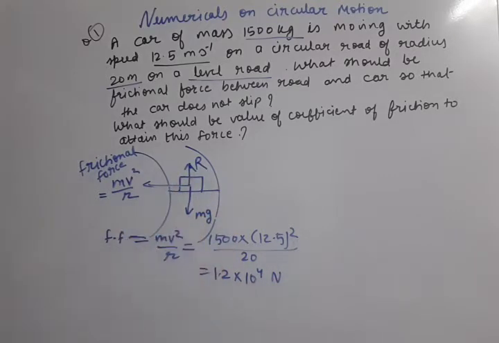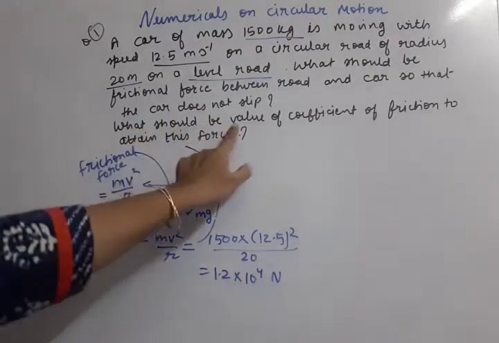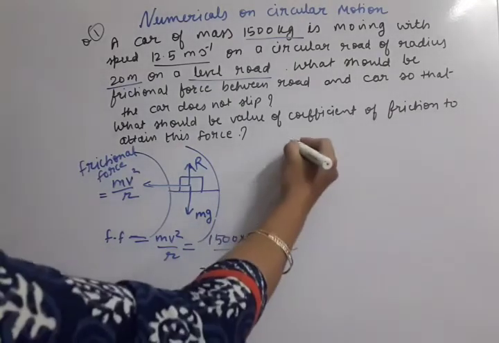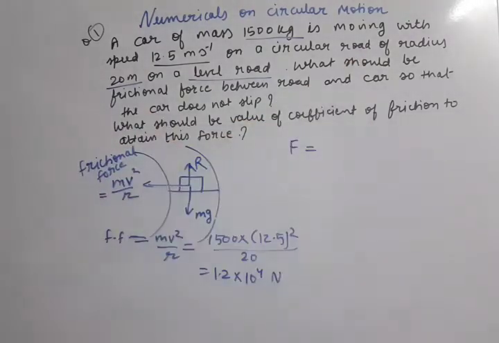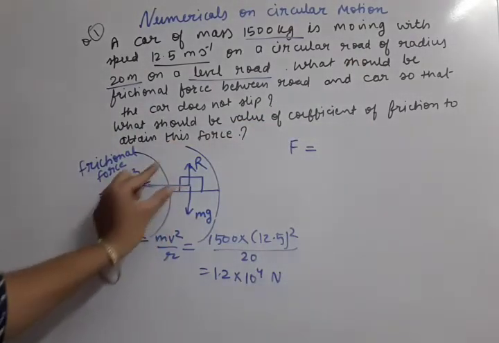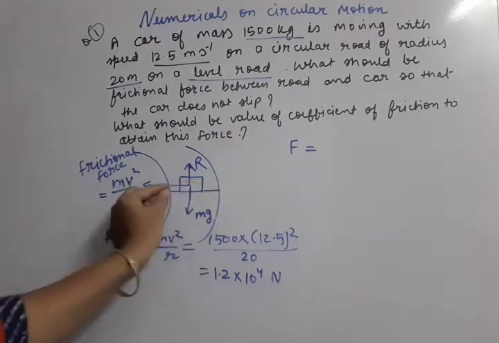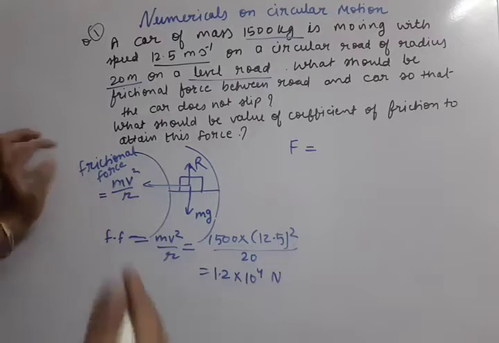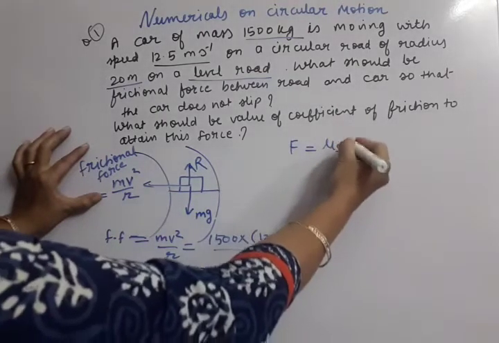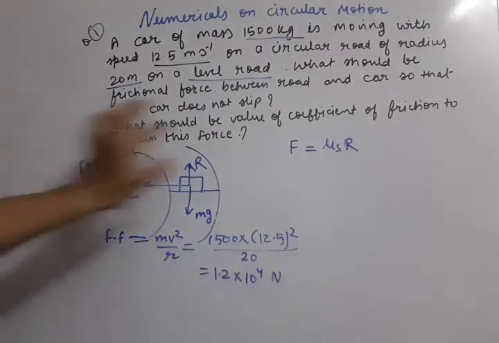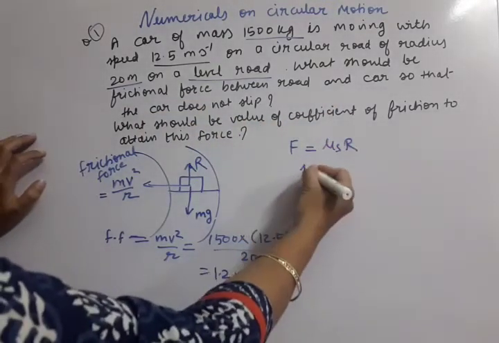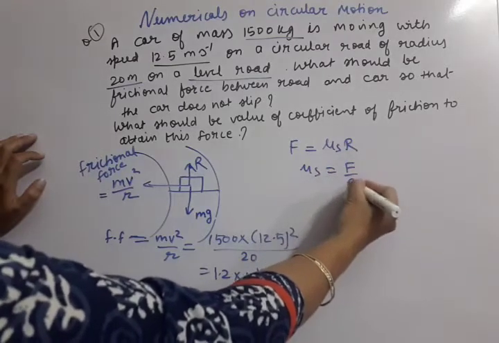Now let us see the second part of the question. What should be the value of the coefficient of friction? This is the frictional force, already obtained. How is frictional force related to the coefficient of friction? Here the car is not moving horizontally, it is not skidding. That means this mv square by r, the frictional force, is equal to the static friction. And this F equal to mu R formula we already know. So the coefficient of friction is mu s here. So mu s will become equal to F by R.